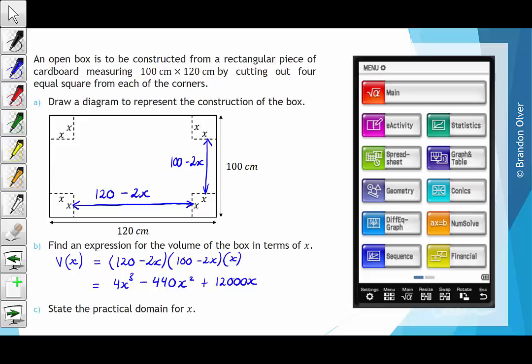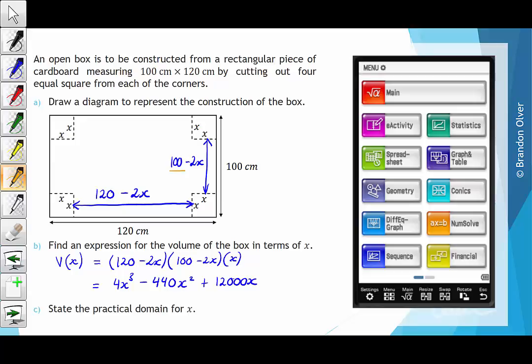For part C, we want to state the practical domain for x. So because this is a physical thing that we're making, it makes sense that x can only have a limited set of values to take up. So the first thing we need to think of is, can it be positive or negative? And because all the lengths are a distance, it needs to be positive. So we need x to be greater than 0, and then we need to look at our side lengths and work out what values of x make sense.